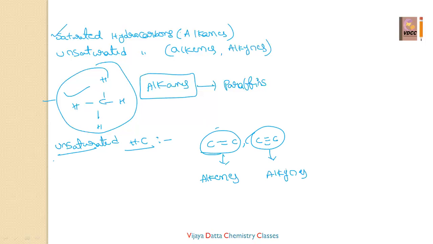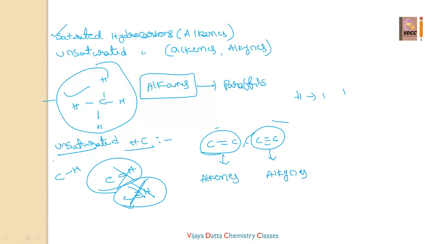Here is one question: a carbon double bond to hydrogen or a carbon triple bond to hydrogen is not possible. Only a carbon single bond to hydrogen is possible. Why? Hydrogen's atomic number is 1, so its electronic configuration is 1s1. Only one electron is available for the hydrogen. By donating or sharing this one electron with the carbon, it can form a bond.